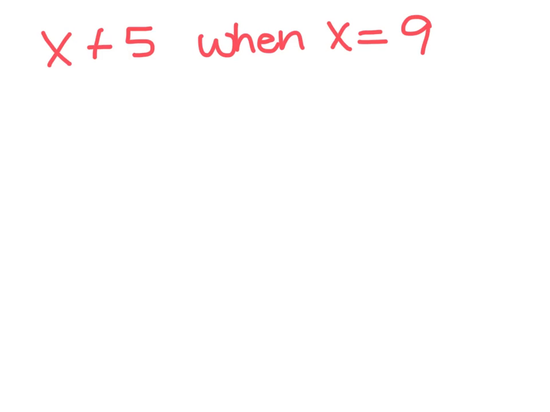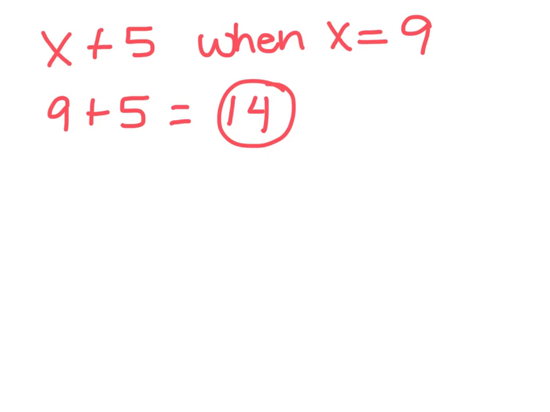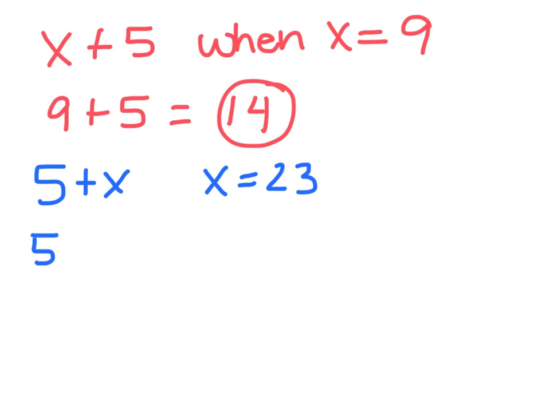So we would say when x equals 9, x plus 5 is equal to 9 plus 5, which in turn equals 14. So the value of x plus 5 when x equals 9 is 14. So let's find the value of 5 plus x when x equals 23. So when x equals 23, 5 plus x would be the same as 5 plus 23, giving us a value of 28.